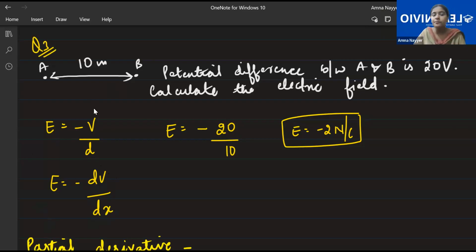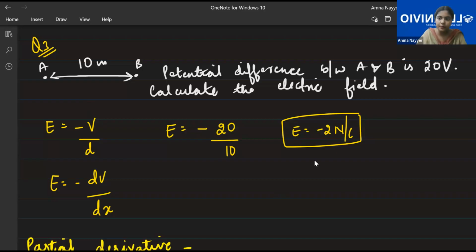This question 3. What's the potential difference given in the question? 20 volt. Right? Distance between A point and B point is 10 meters. So potential difference by the change in the distance, the displacement, you can say. So potential is 20, distance is 10, and it's minus. So minus 20 by 10 is minus 2 Newton per coulomb.